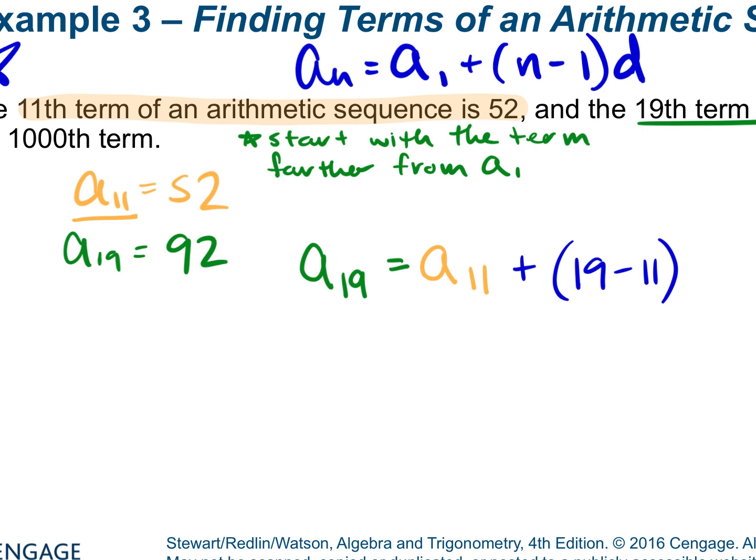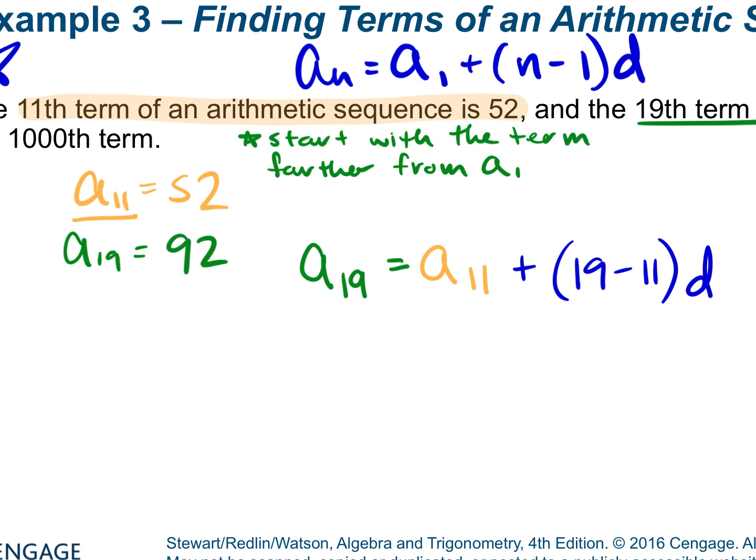So I kind of kept my formula. I just used what I was given. So instead of doing n minus 1, we have to do 19 minus 11. We have to use what we're given. And then times d. So here we are solving for d. D is the one unknown that we have.